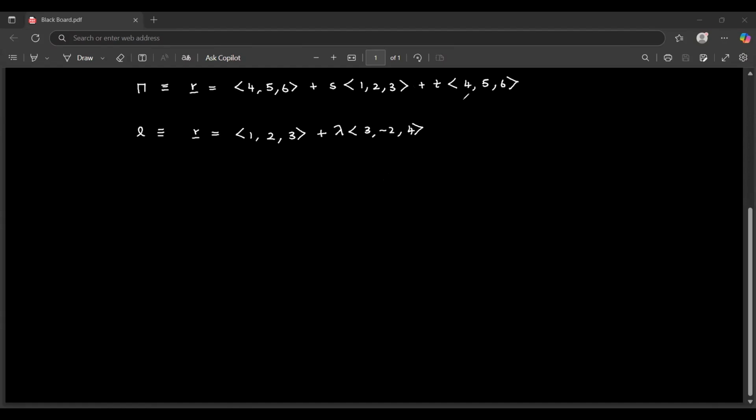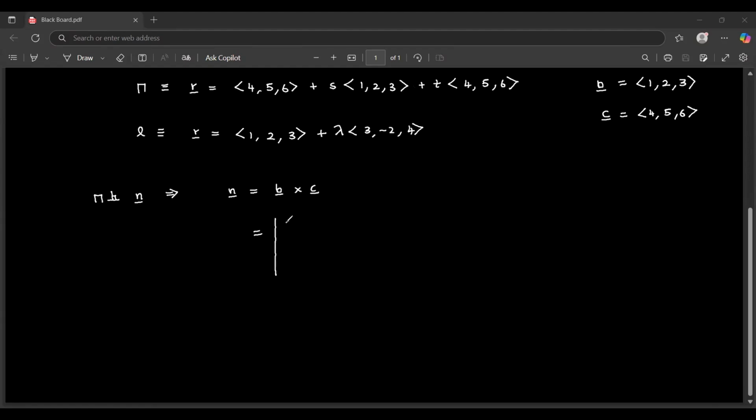Okay, so we have two direction vectors, 1 2 3 and 4 5 6, so we can actually find the normal vector n. Let's say b is equal to 1 2 3, and c is equal to 4 5 6. So the normal vector n, since phi is perpendicular to n, will be equal to the cross product of b and c. The order doesn't matter here.